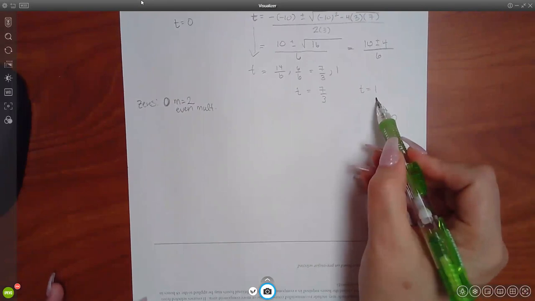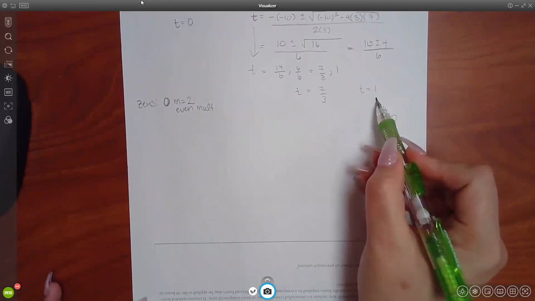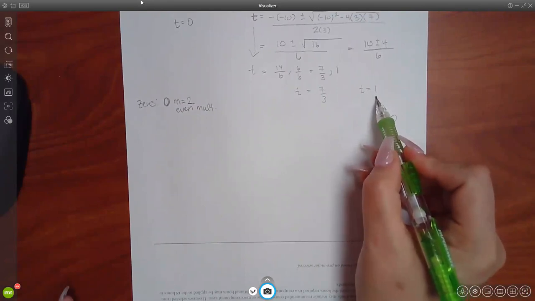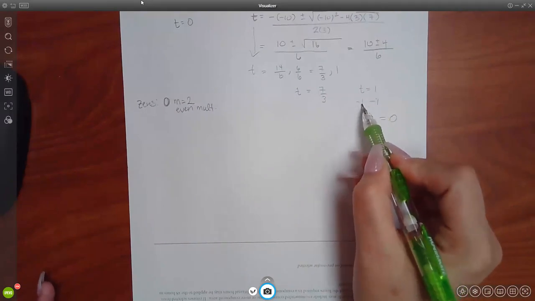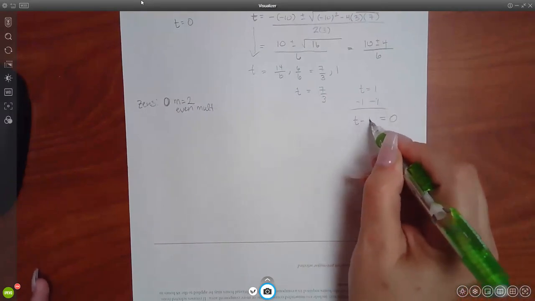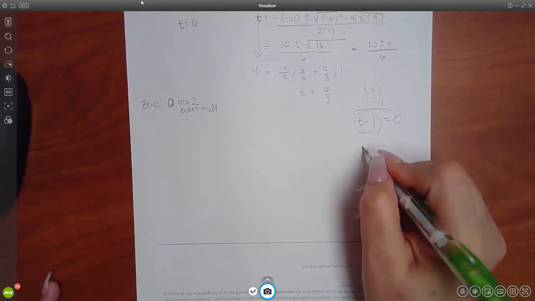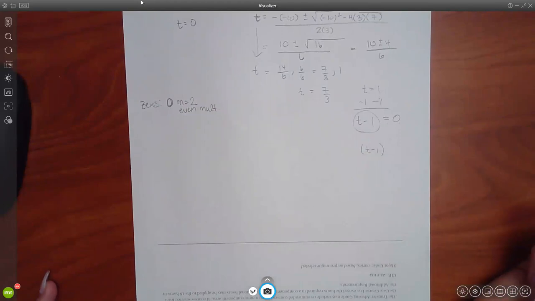How am I going to get 0 over here? What should I do to get this guy to be a 0? Minus 1 on both sides, right? So I get t minus 1 equal to 0. This is the factor, okay? So I know that that's one of the factors.